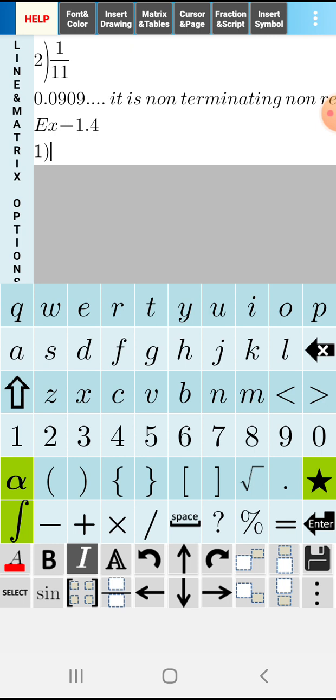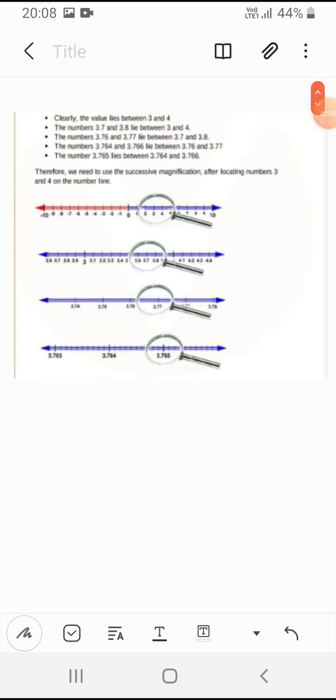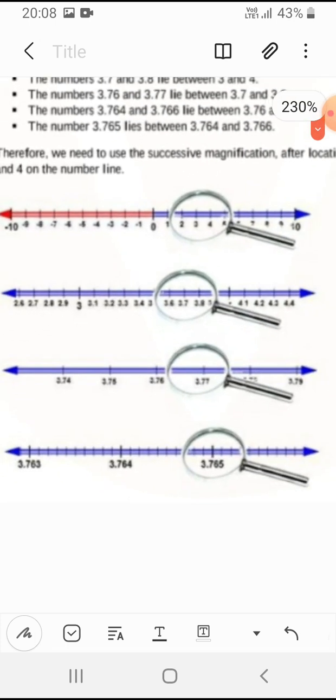The first question is to visualize 3.765 on the number line with correct magnification, which means you have to show it correctly. For this you have to take a scale and draw. First draw the line and put the plus and minus signs, like that.